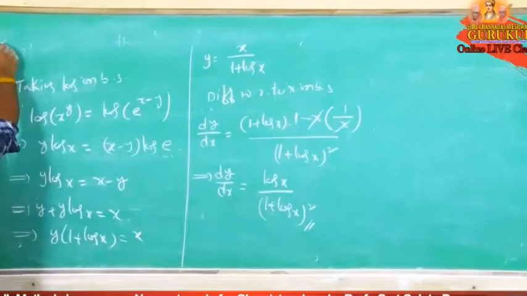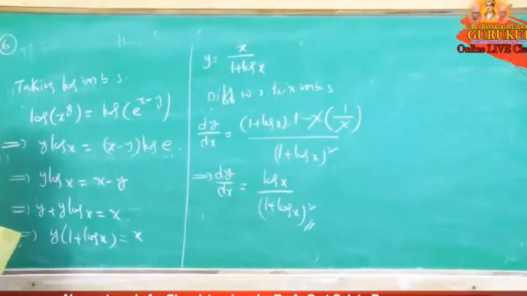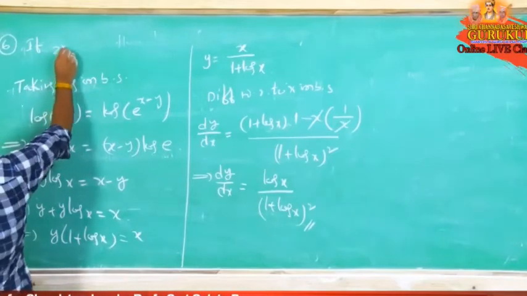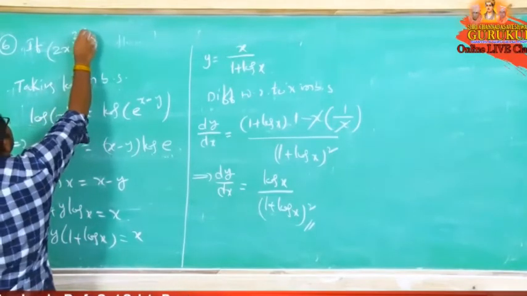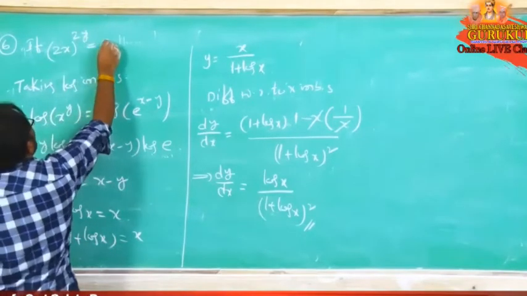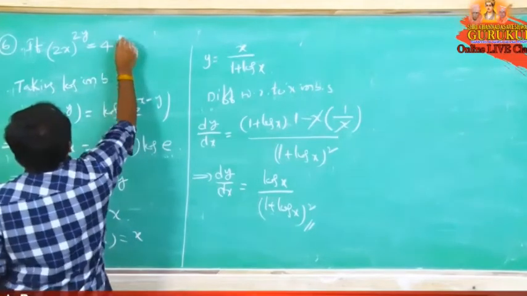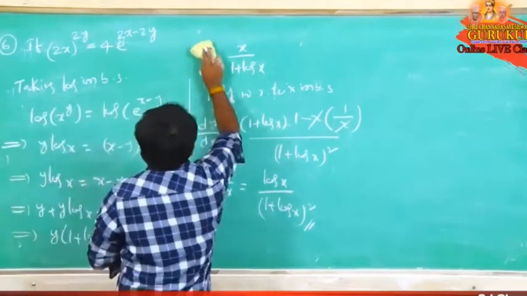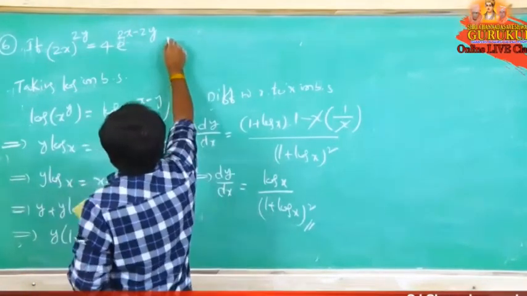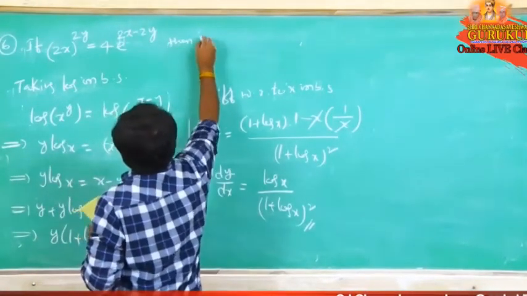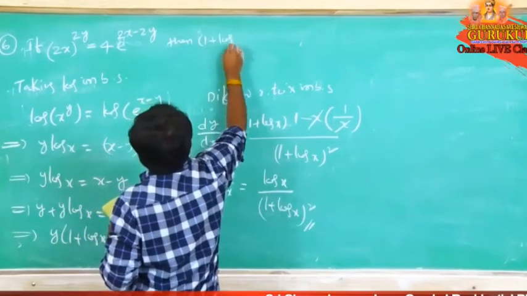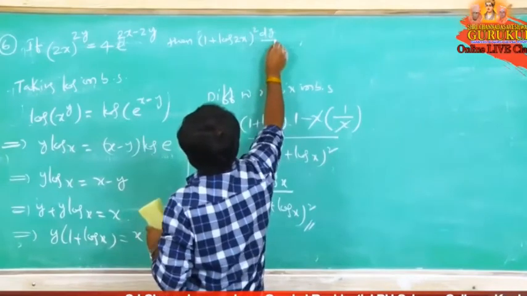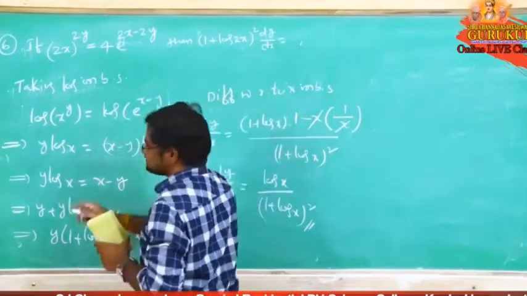Using this information, you solve this problem. If 2x whole power 2y equal to 4 into e power 2x minus 2y, then 1 plus log 2x to the base e whole square into dy by dx equals what?